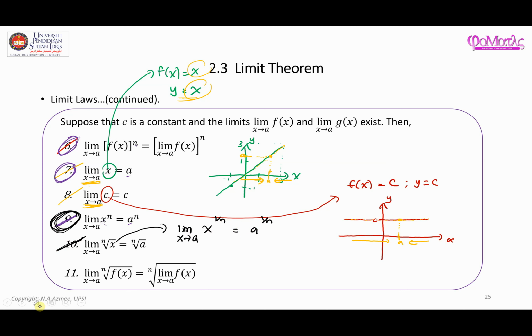And finally, we look at rule number 11. Rule number 11 here, if you can see, can be written in terms of the limit as x approaches a, of a complex function, raised to the power of 1 over n. So rule number 11 has something to do with rule number 6.